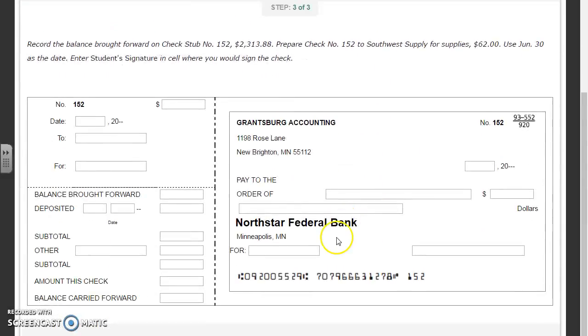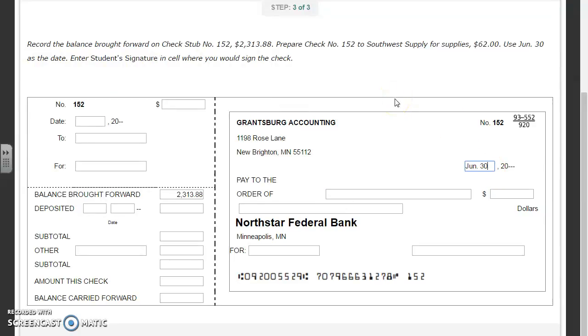Okay, and here we're writing a check as well. The first thing they tell us is to record the balance brought forward on a check stub number 152 of 2313.88, the balance we were just working with. So 2313.88. It says to prepare check number 152 to Southwest Supply for supplies, $62. Use June 30th as the date, enter student signature in the cell where you would sign the check.